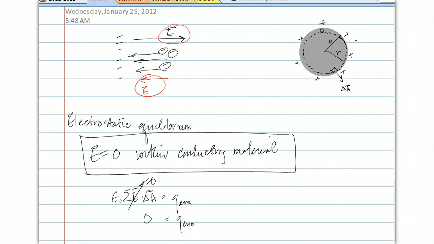So what it means is that when you encounter a problem, it's very important that you understand whether that material, that charged object, is conducting or non-conducting. It has great ramifications to the way the charge is distributed.